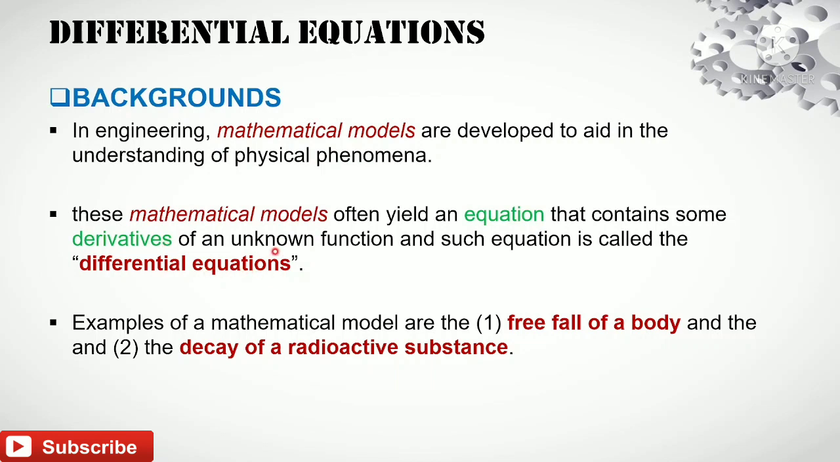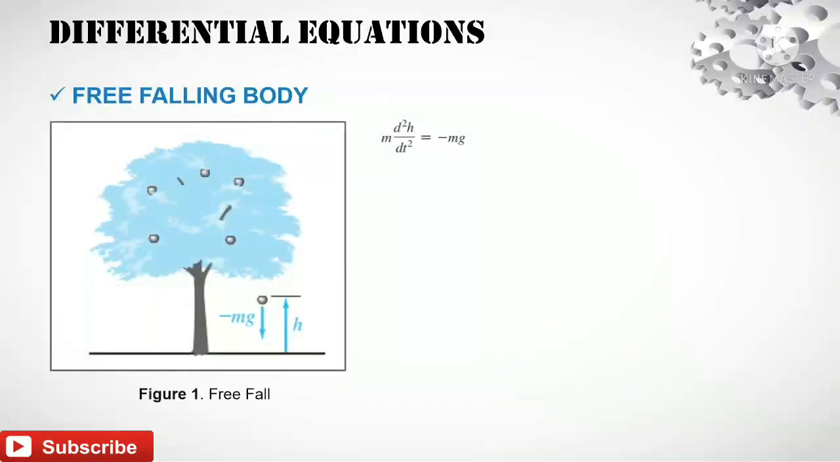We can see here that from this mathematical model, we can obtain an equation that contains some derivatives of an unknown function, which we call a differential equation. You can understand the meaning more fully as we proceed in our discussion. Examples of a mathematical model are, first, the free falling body, and second, the decay of a radioactive substance. Proceeding with our next slide.